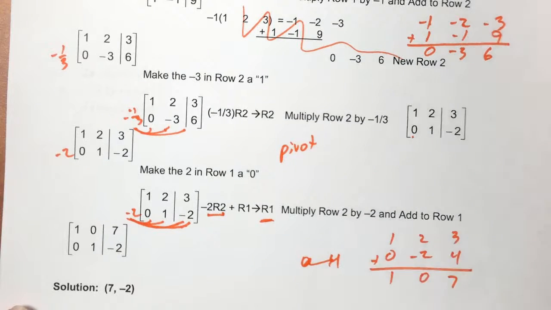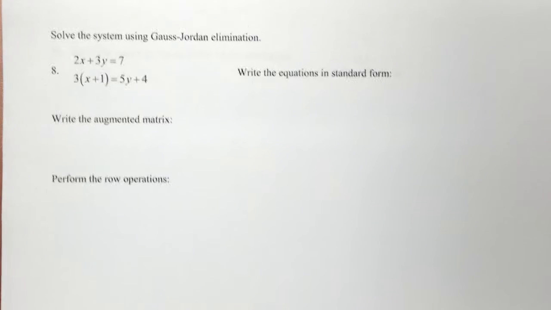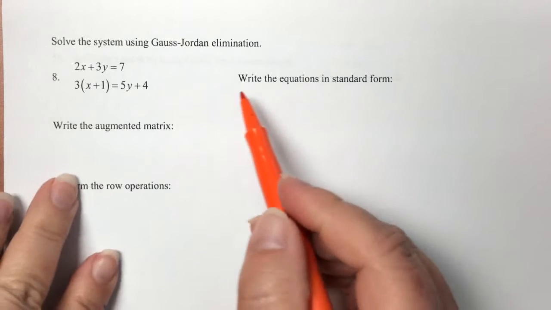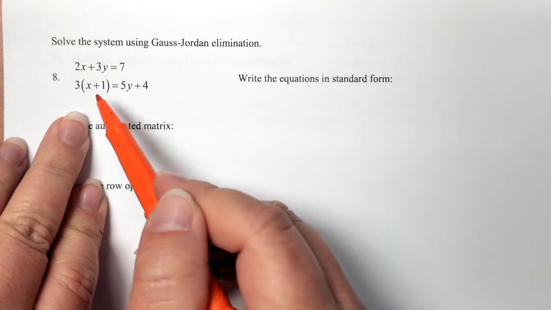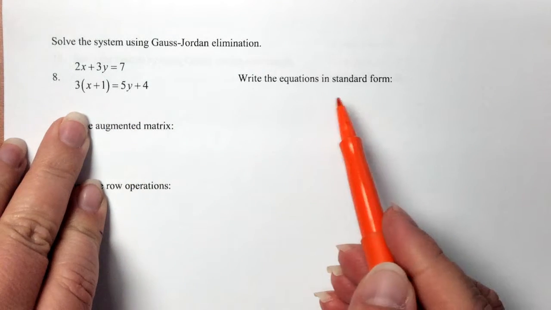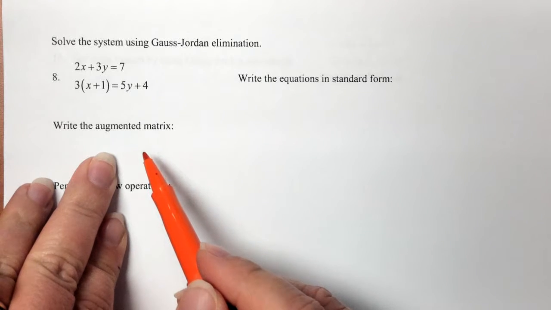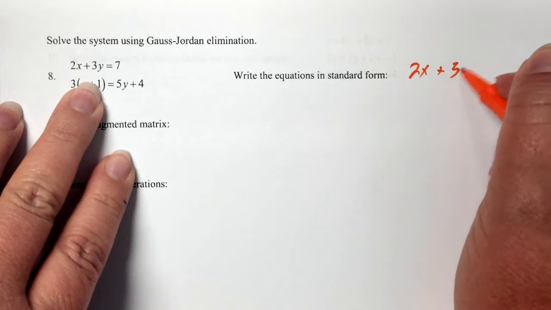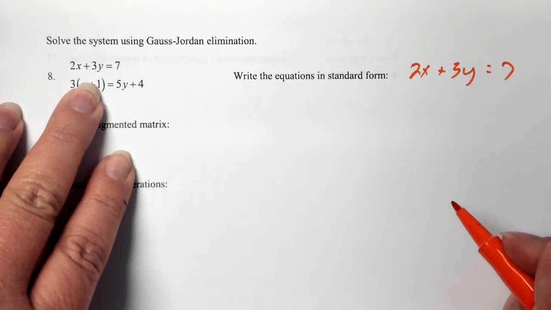So what we'll do is let's try one together. Okay? Please pause the video, rewatch as you need, so that you can be confident in the process here. Okay? All right, so first thing we need to do, here's our system of equations. We need to get them in standard form so that we can write our augmented matrix. Top equation looks good. 2x plus 3y equals 7, that looks good.